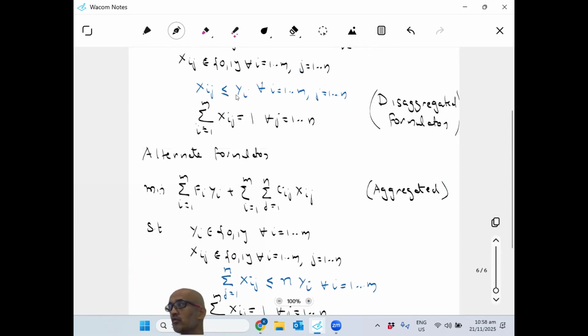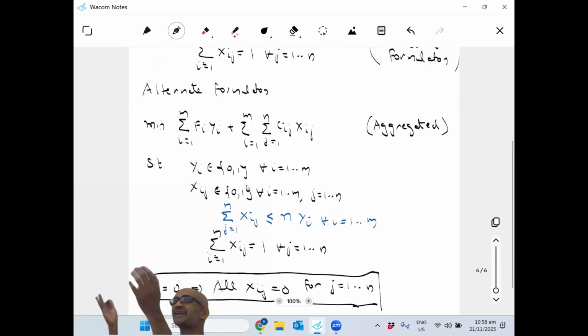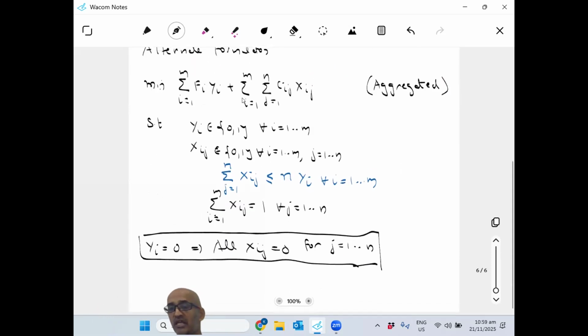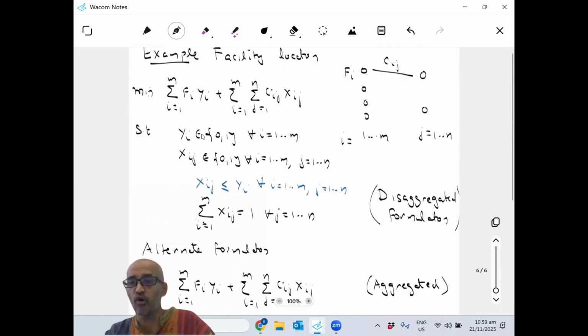If yi is 0, all the xij have to be 0. If yi is 0 here, all the xij have to be 0. I'm adding up non-negative numbers, except I'm aggregating constraints. In this case, if any xij is positive, if any xij is 1, the corresponding yi has to be 1. It cannot be that this number is positive and yi is 0. This constraint is not valid then. It's not satisfied. Okay. So both these IP formulations are the same.